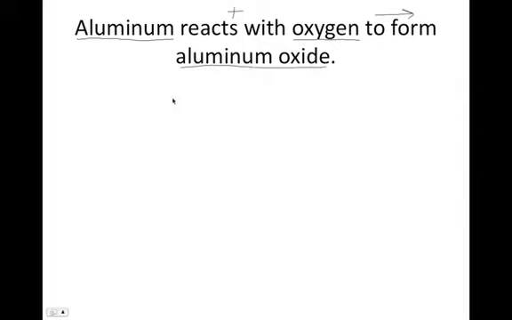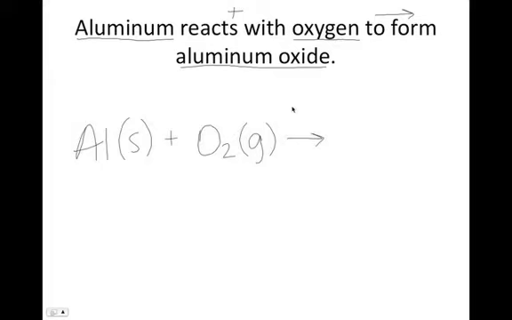Now they don't mention water in any of this, so I'm going to assume that none of this is going to be aqueous. The other thing that you can safely assume is that unless you're told otherwise, all of these reactions happen at room temperature. So at room temperature, aluminum is a solid. Oxygen, remember, is Brinkelhoff, so it's O2, and at room temperature, oxygen, thankfully, is a gas. And it's going to react to form aluminum oxide.